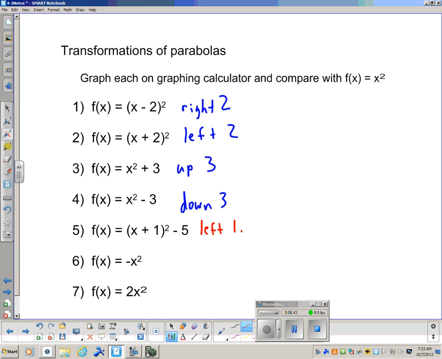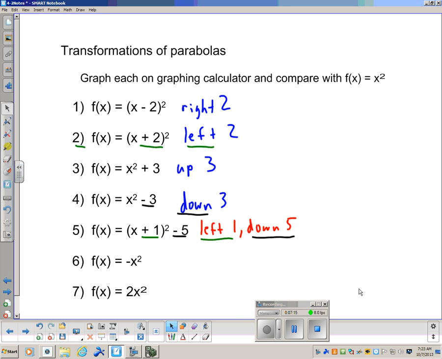Left 1, down 5. And again, if you've got a plus inside here, notice number 2 there. What happened with number 2? You had plus 2 and moved it to the left. You've got a plus 1 in here, it moved it to the left. And our other one, on the outside of the x squared here, you had a minus 3, so it moved it down. And then on the outside here, you had a minus 5, so you moved it down 5. So just kind of comparing those.